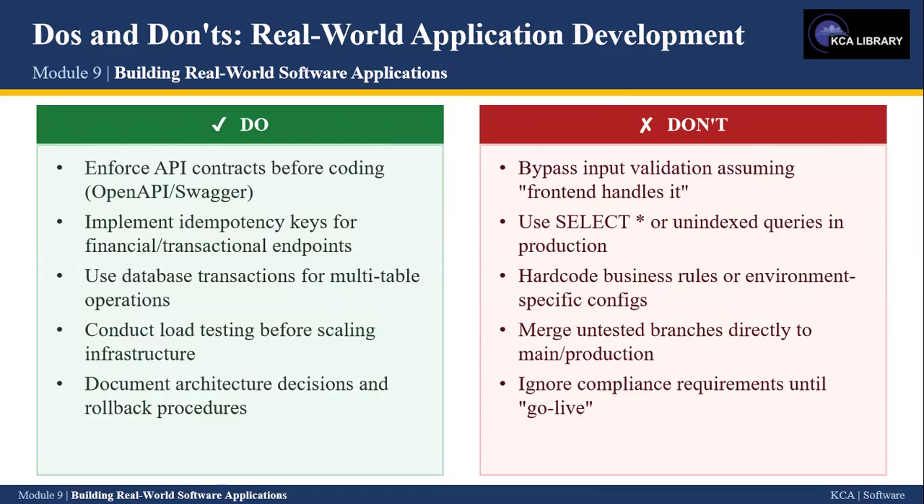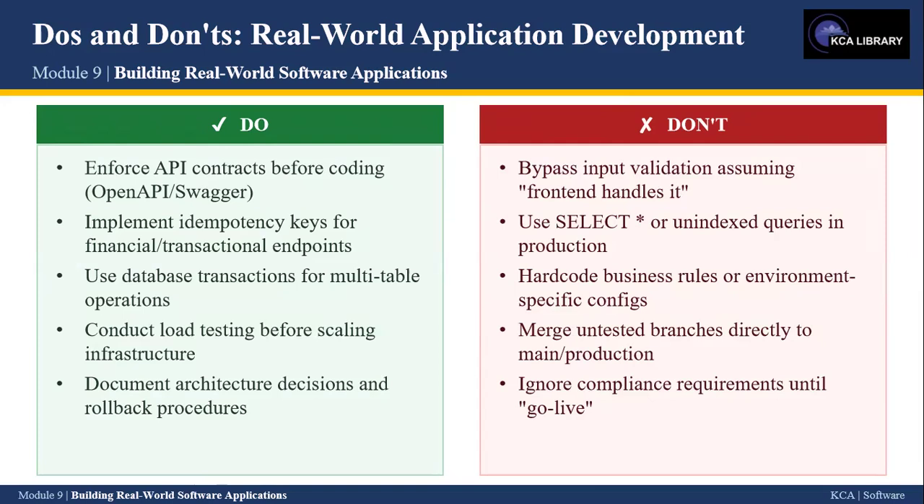Let's look at a quick checklist of do's and don'ts for real-world deployment. For the do's: enforce the API contract before coding. Implement idempotency keys for financial transaction endpoints. Use database transactions for multi-table operations. Conduct load testing before scaling infrastructure. Document architecture decisions and rollback procedures.